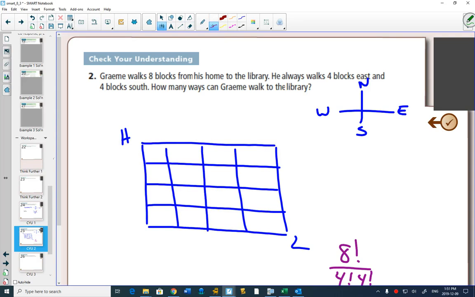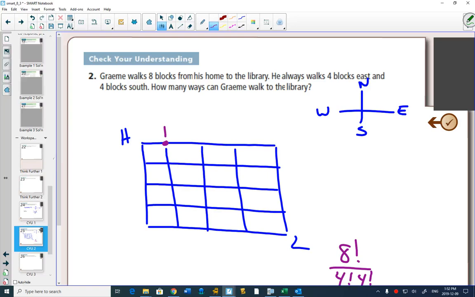Now another way that we could look at this is start just by counting it slowly. And something interesting happens when you count it slowly. If the library happened to be right there, would you agree there's only one pathway he could get there? Now we're also assuming that Graham is not stupid. He knows how to get to the library.